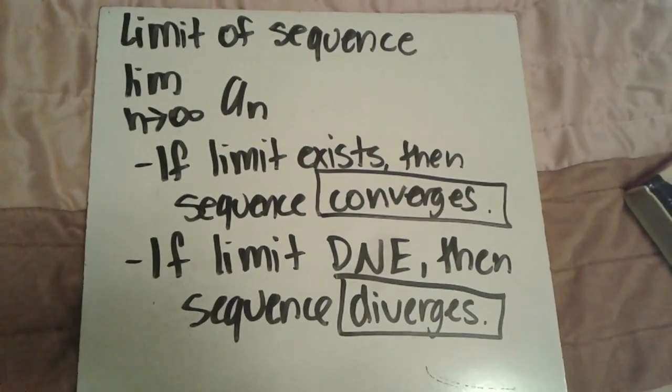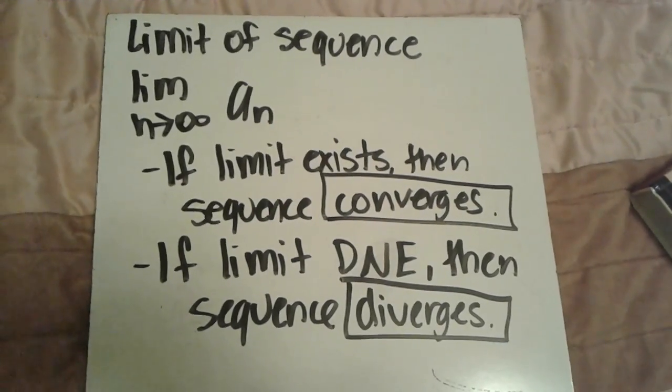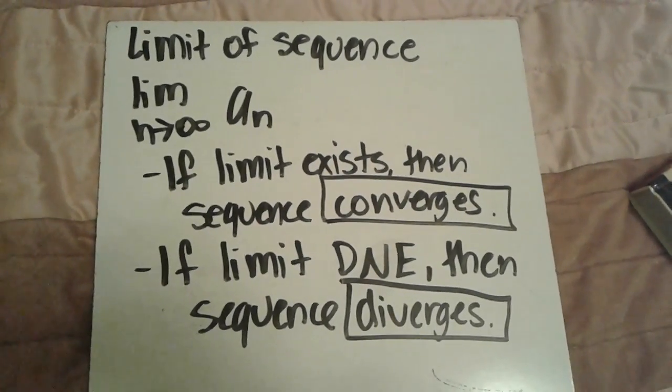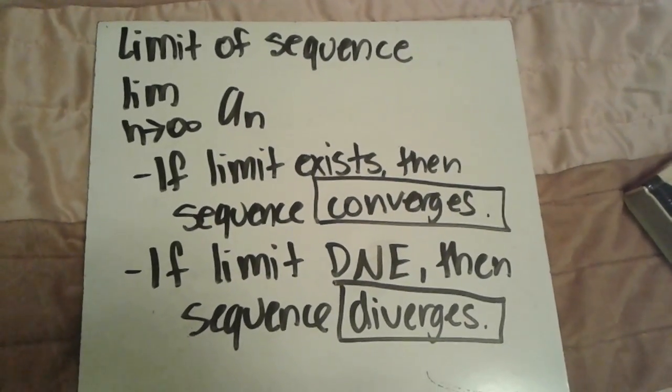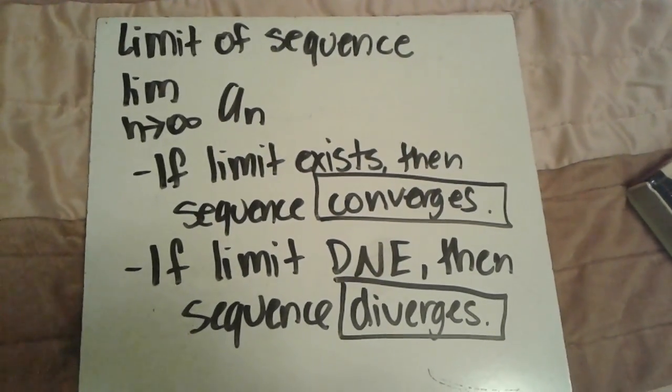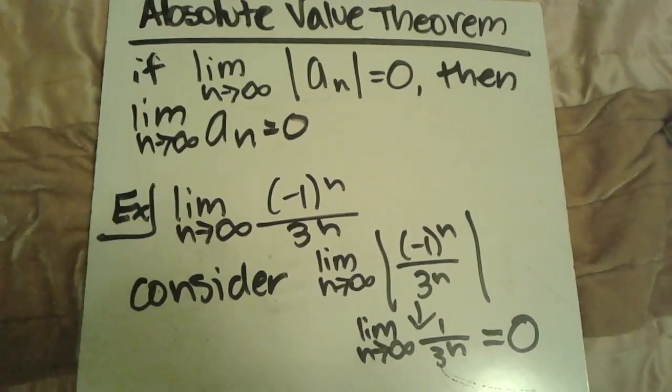Something to note down is, if the limit as n approaches infinity of a of n exists, then the sequence converges. But if the limit does not exist, then the sequence diverges.